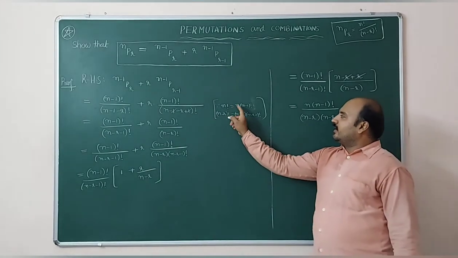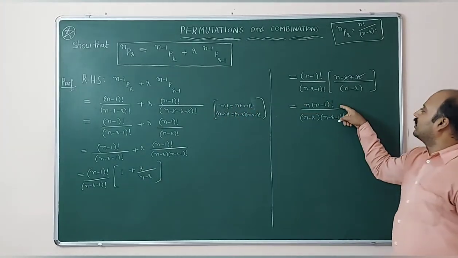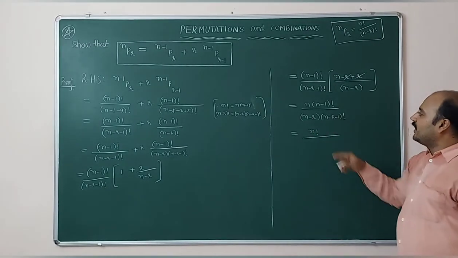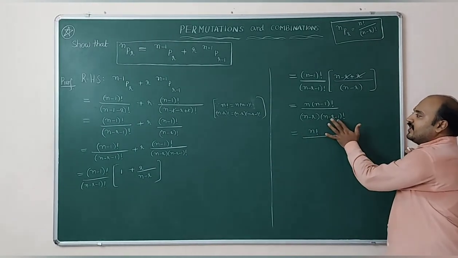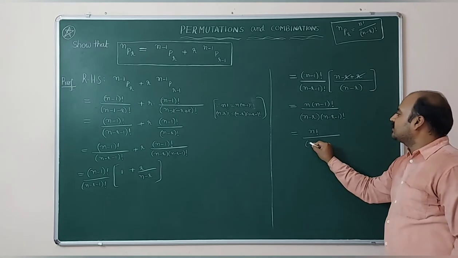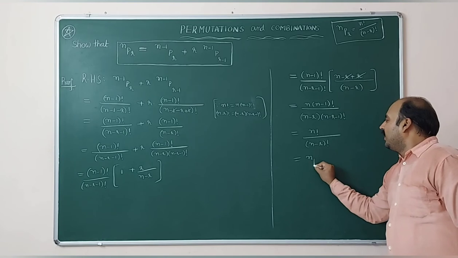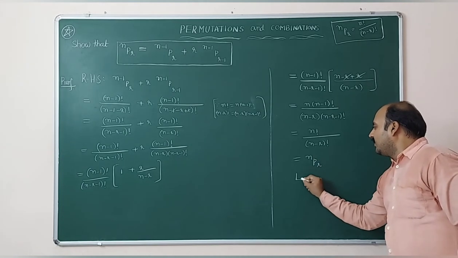We already know that n into n minus 1 factorial means n factorial. So numerator value will become n factorial. In the denominator itself, n minus r into n minus r minus 1 factorial means n minus r factorial. This is NPR, which is required LHS.